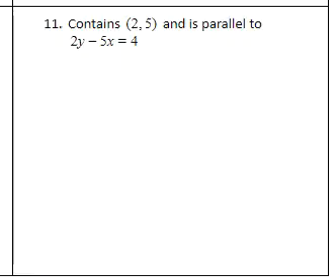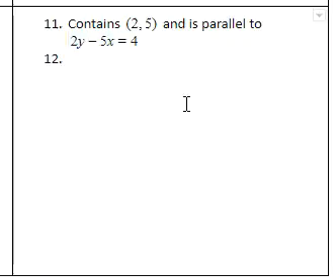I'm looking at a situation where I want to write the equation of a line that contains a point and is parallel to another line that I've been given. I know that I can write the equation of any line if I have one point and the slope. I am not told the slope, but because it is parallel to this line, parallel means that they should have the same slope. So what I need to do first is find the slope of this line.